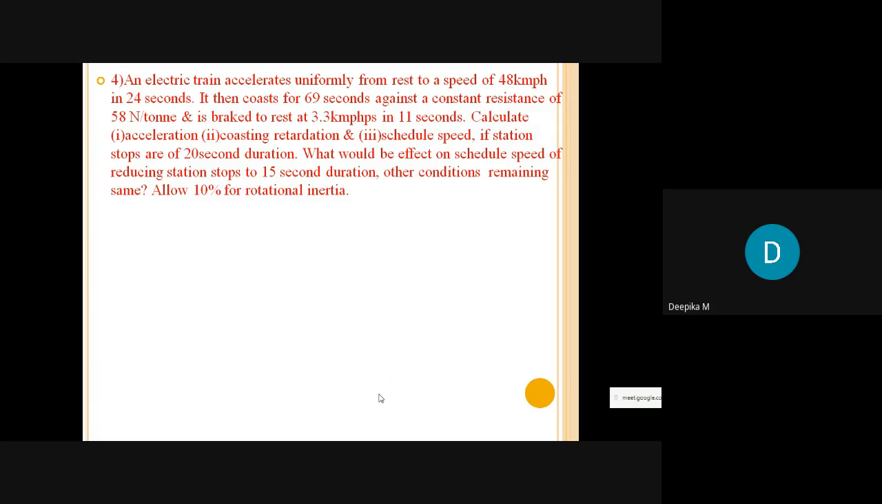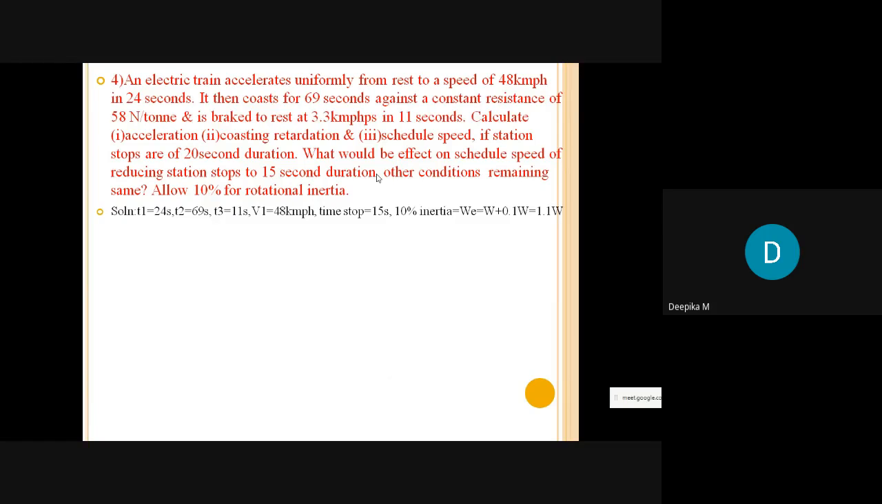So again, beta c will be 3.3 km per hour per second, and time t3 again they have given, which is nothing but 11 seconds. We have to calculate the acceleration, coasting retardation, and the scheduled speed. Here, they have given the coasting beta c, and we have to calculate all these data. And the stopping time also they have given, which is nothing but 20-second duration.